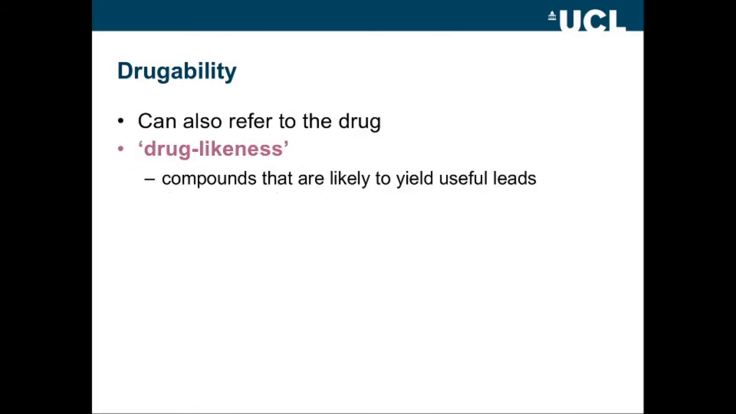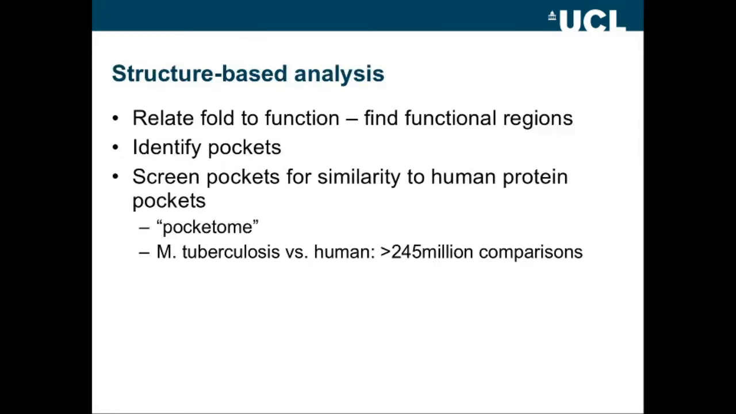Now, the term drugability can also refer to the drug itself. So the idea of drug-likeness, compounds that are likely to yield useful leads. I don't know whether you've come across it yet, but I'm sure you will before very long: Lipinski's rule of 5, which defines various characteristics about small molecules that are likely to make them good drug compounds. We can consider the drugability of a target by performing structure-based analysis.